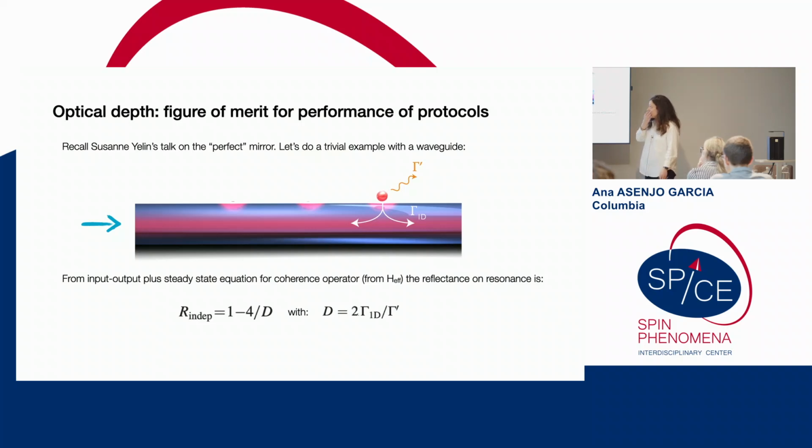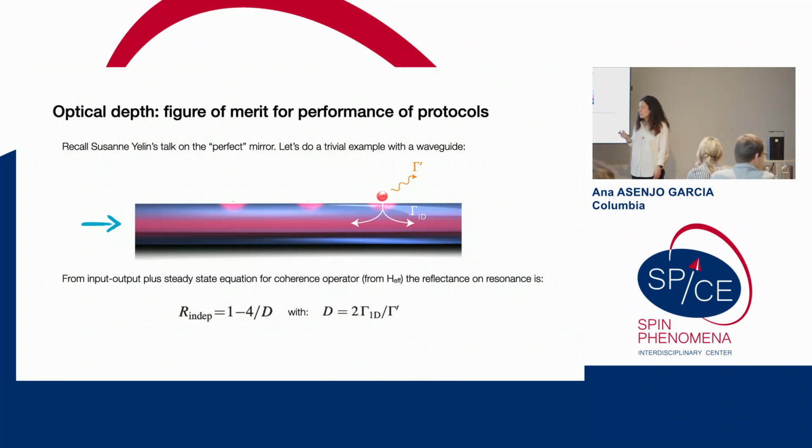So you can recall Suzanne's talk about the mirror, which basically told us that the mirror works very well because what it does is effectively increase the scattering cross-section of a single atom. So now you have a very efficient light-matter interface because of this cooperative phenomenon. So now let me just show you how it works with a waveguide.